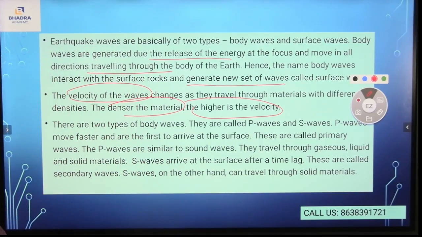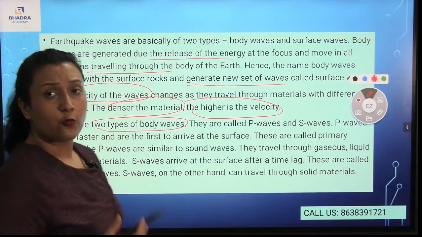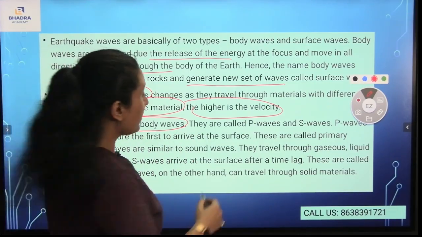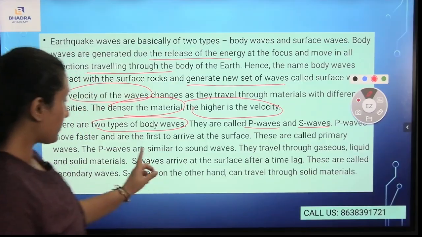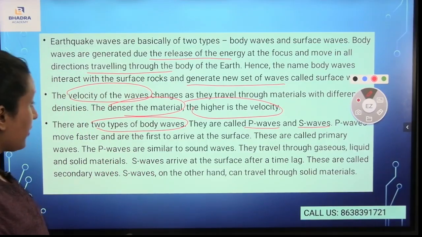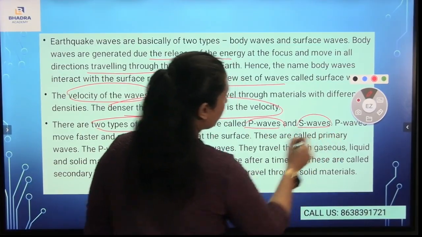There are two types of body waves, called P waves and S waves. P waves move faster and are the first to arrive at the surface. These are called primary waves. The P waves are similar to sound waves. Now we will be understanding the two types of body waves. What are the two types of body waves? First come the primary waves and second come the secondary waves.